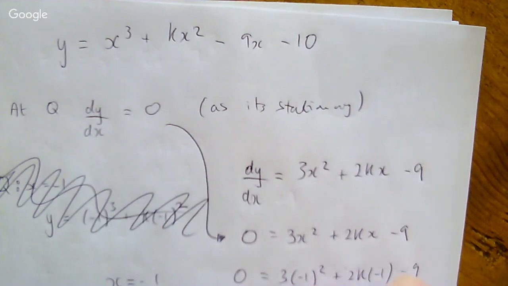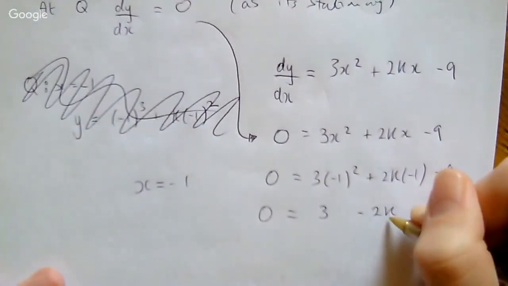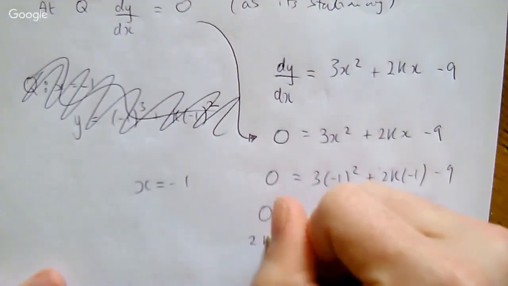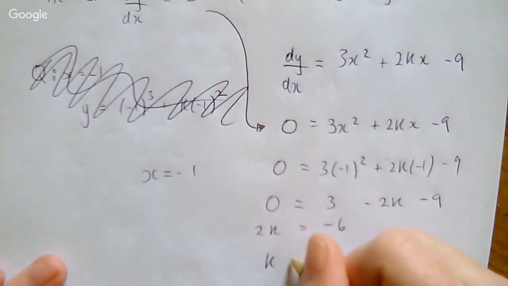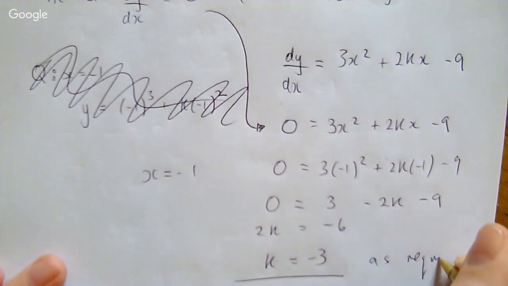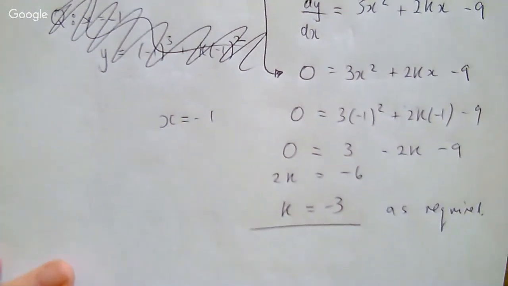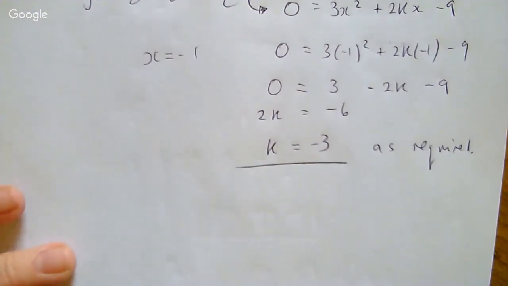That's going to give me 3. It's going to give me minus 2k and then a minus 9. I'm going to take the minus 2k over to get a positive 2k is equal to minus 6. And then I'm going to get k is equal to minus 3, which was as required. Okay, I was asked to get it to that. Okay. From there, it says find the x coordinate of R.